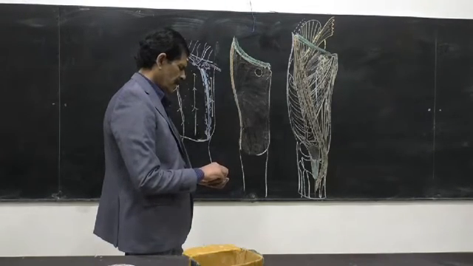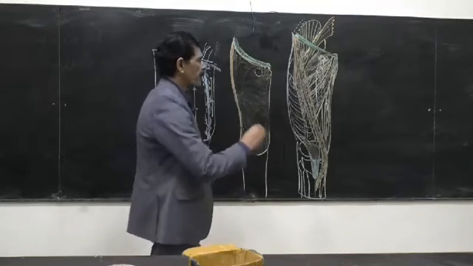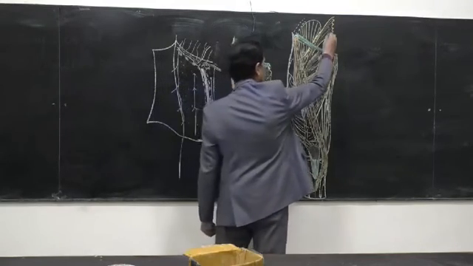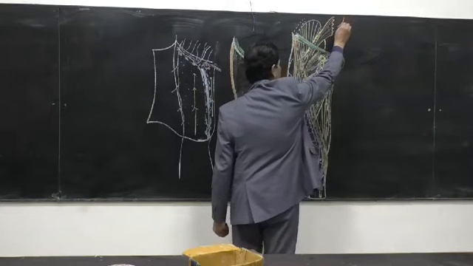Now muscles, they are very rich in blood supply. So the artery comes to supply these muscles. So this artery is the continuation of the external iliac artery.